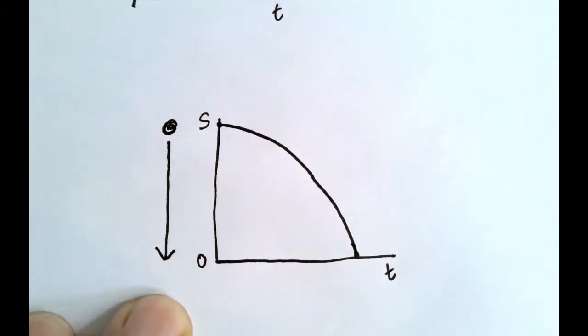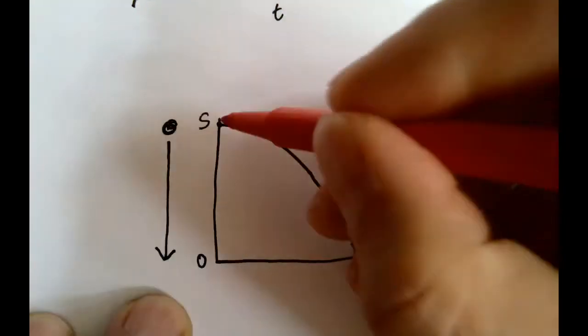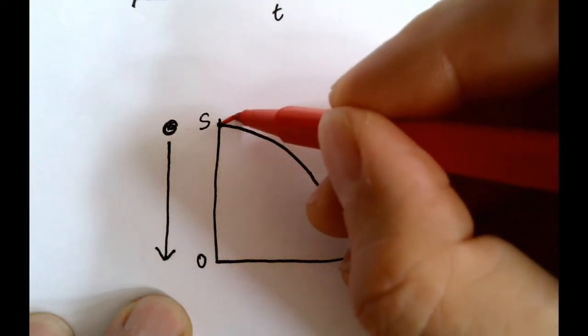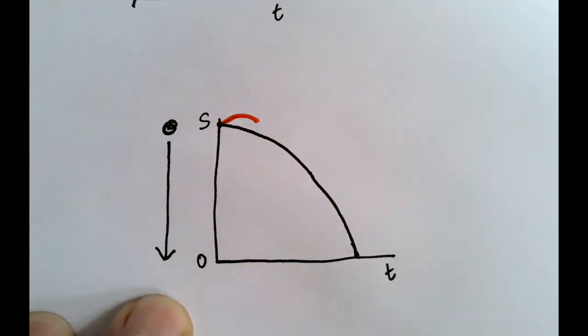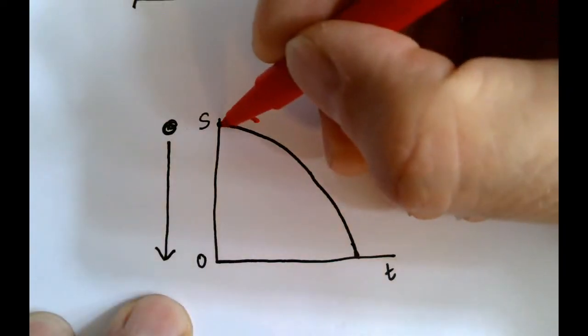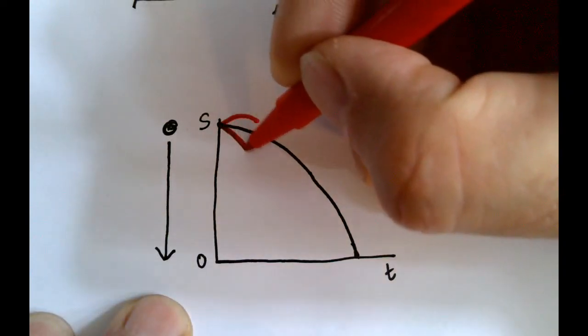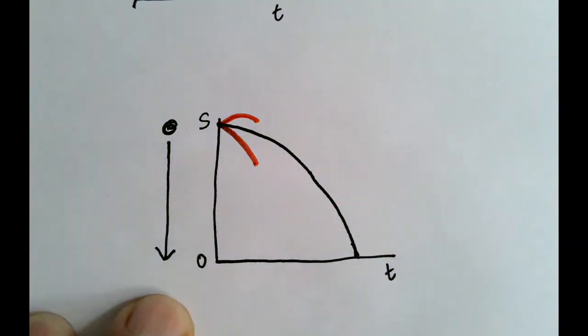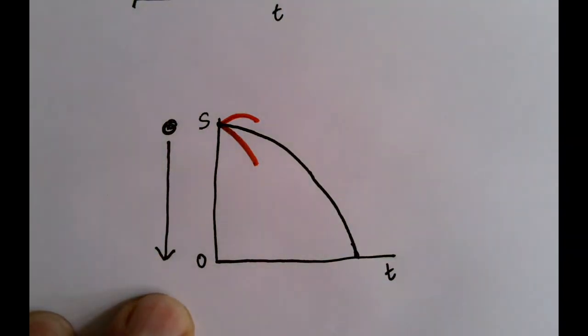So you can't have a line that initially heads upwards, because that would indicate that you've thrown the ball upwards. And you can't have a line that starts already with a gradient downwards, because that would indicate that you were throwing it downwards. From the instant it's dropped, it would already have a significant velocity. So you've got to be careful of that.